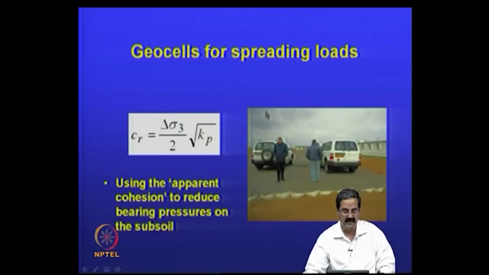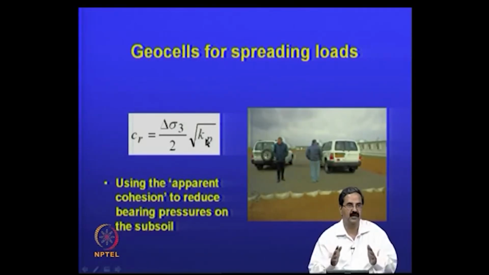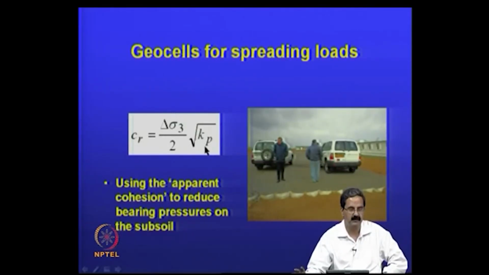Once you know the extra confining pressure, you know what it is doing. It is really putting a sort of passive resistance, right? It is not active, it is a passive resistance. So, you have to use this formula Kp, which is (1 plus sin phi) by (1 minus sin phi).